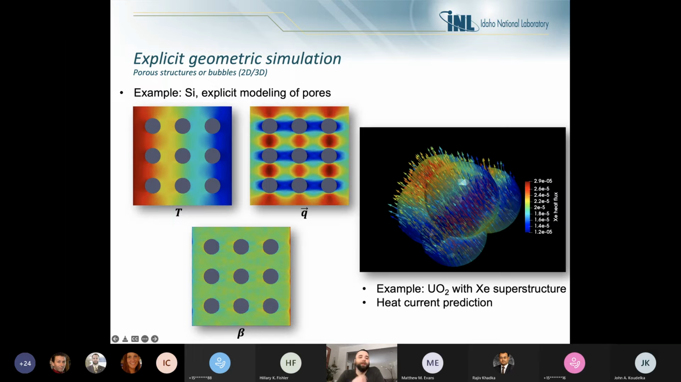Let me start over here. If this were at the macro scale, the engineering scale, you'd see a very smooth transition from hot to cold across this. But instead, you see some interference here in between the pores, and the same with the heat flux right here. So there's some interesting phenomena that happen at this low length scale with regards to heat flux and temperature.